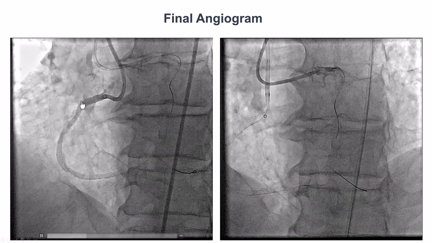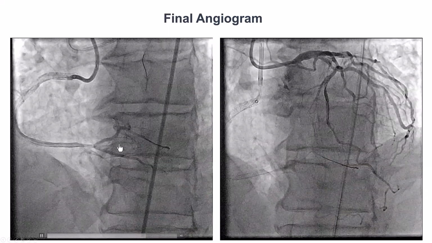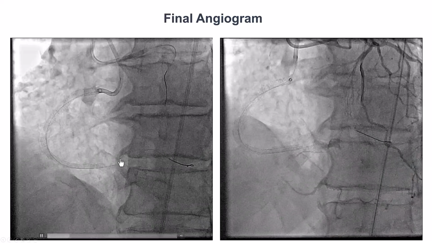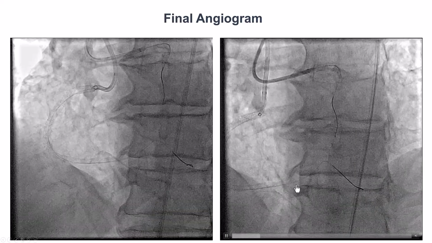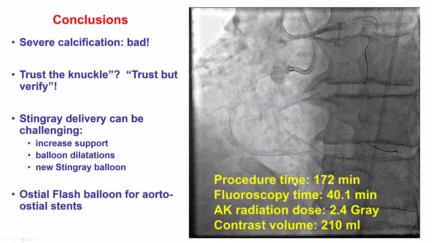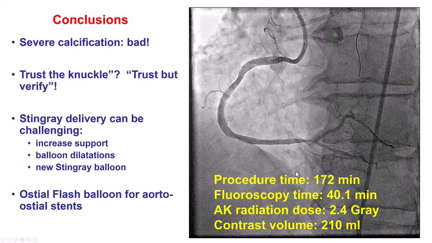And this was the final result. We did get a nice flow distally. There's some diffuse disease in the distal RCA, which we elected not to treat because often the vessel will enlarge over time with better blood flow. And the patient did well.